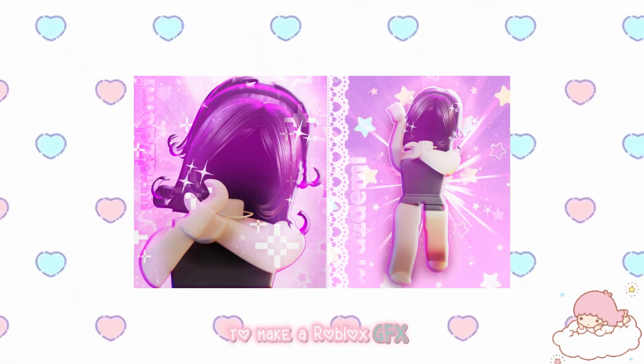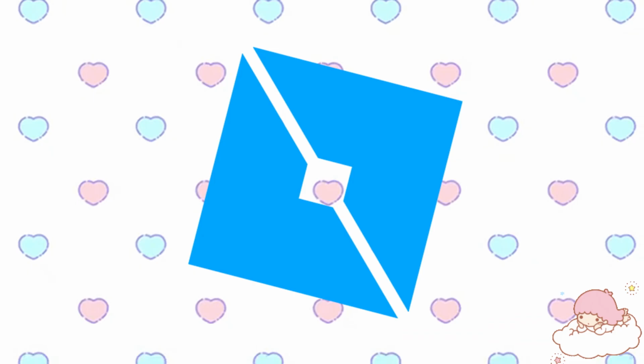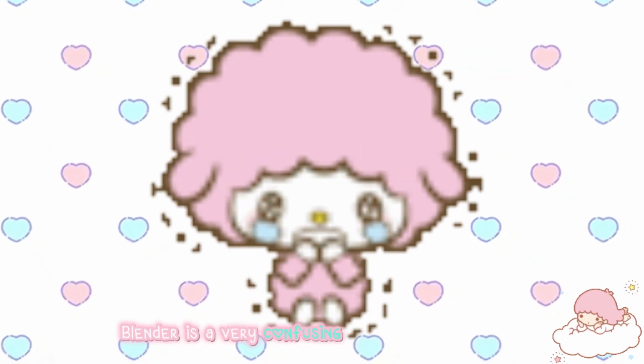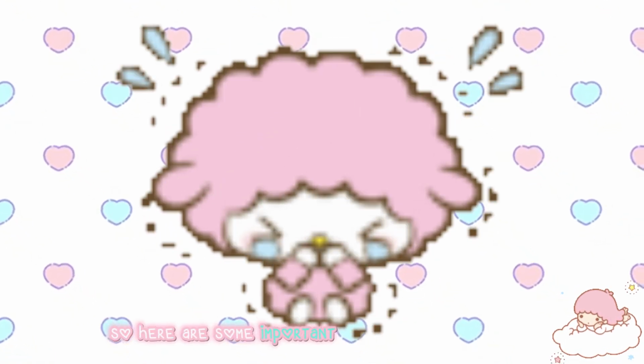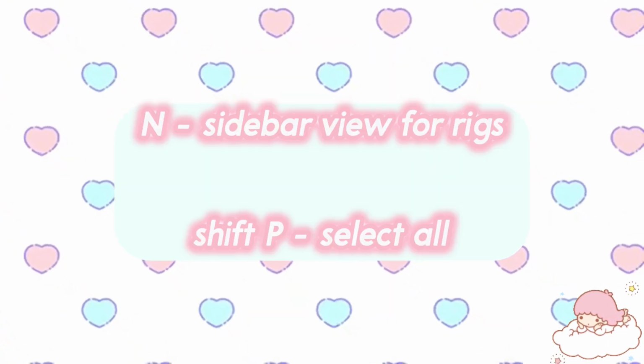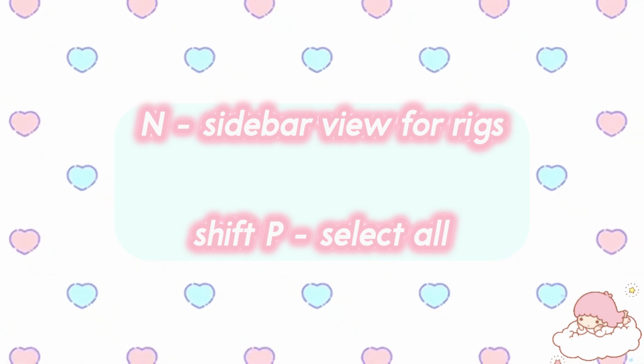To make a Roblox GFX, install Blender and have Roblox Studio. Blender is a very confusing and difficult program, so here are some important shortcuts to help you. N to open the sidebar view for rigs, and Shift P to select all.